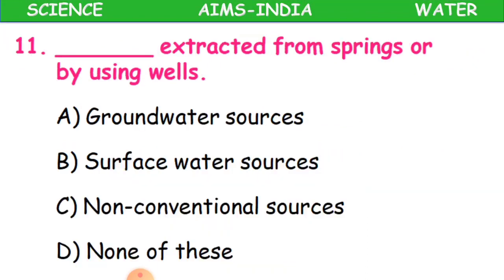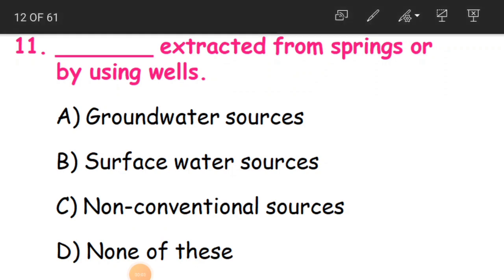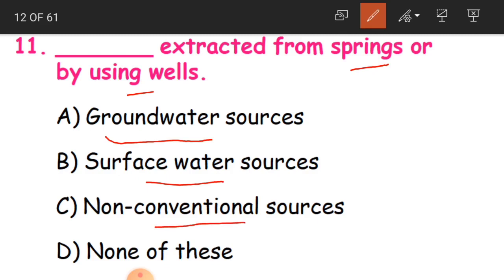11th one, extracted from springs or by using wells. So what type of water source is extracted from springs or by using wells? What type of water do we get, children? From well, we get groundwater sources. So here you have got 4 options actually: groundwater sources, surface water sources, non-conventional sources and none of this.